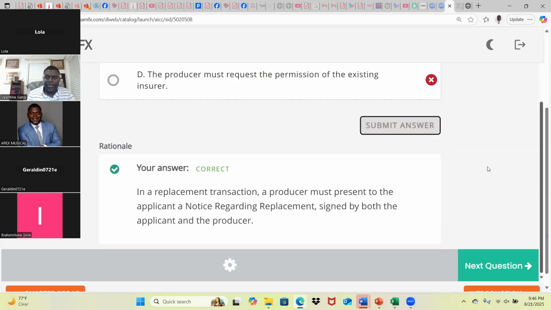And that's correct. Ms. Geraldine, you want to read that explanation? In a replacement transaction, a producer must present to the applicant a notice regarding replacement, signed by both the applicant and the producer. All right. Good stuff.